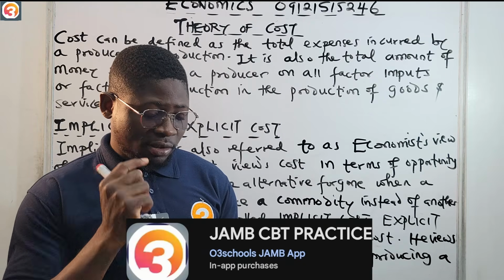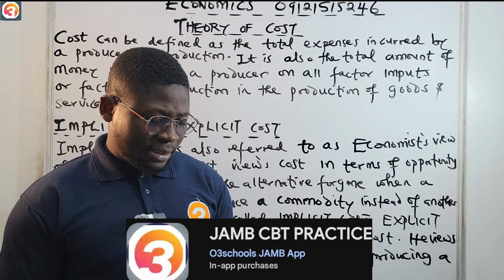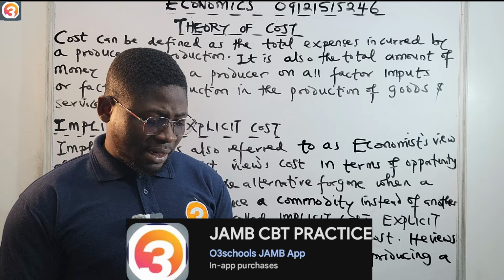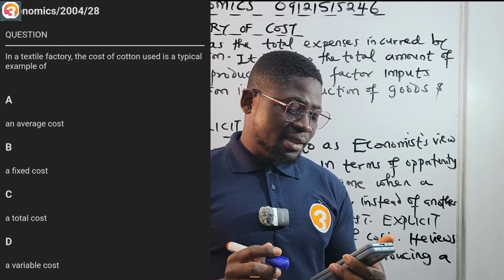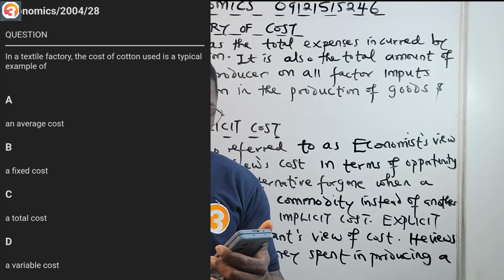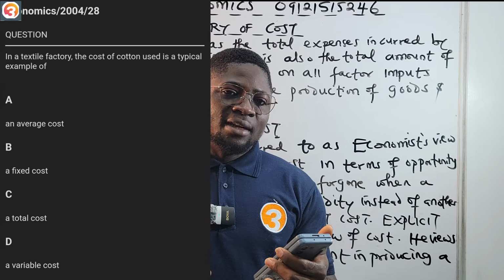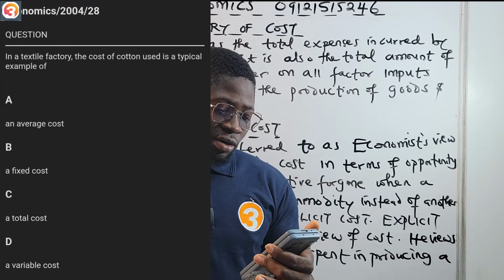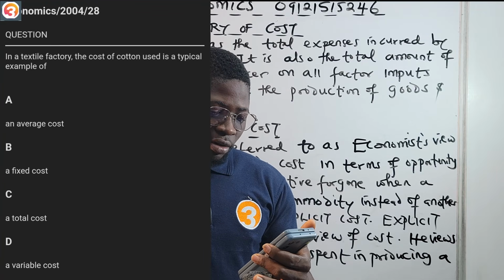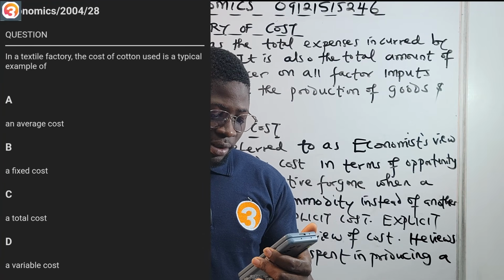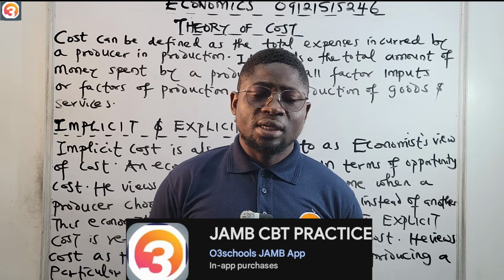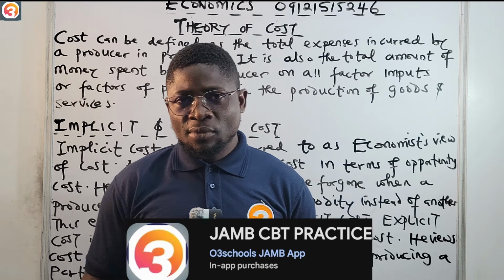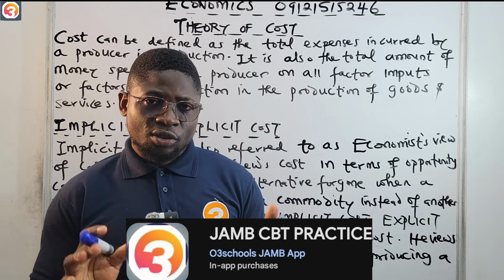Let us see a past question from the JAMB app. This is a 2004 question, number 28. It says here that in a textile factory, the cost of cotton used is a typical example of: A, average cost; B, fixed cost; C, total cost; D, variable cost. We'll come back to this question and many more at the end of the class, so please stick with us.